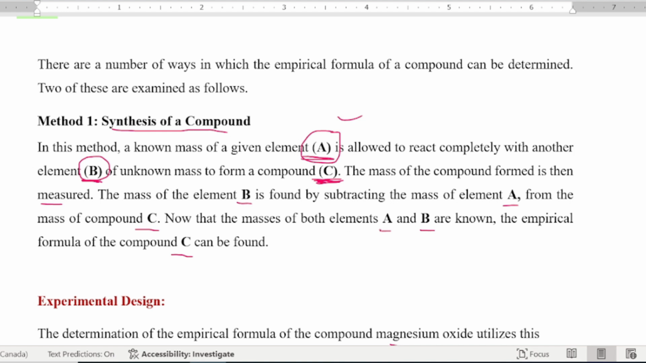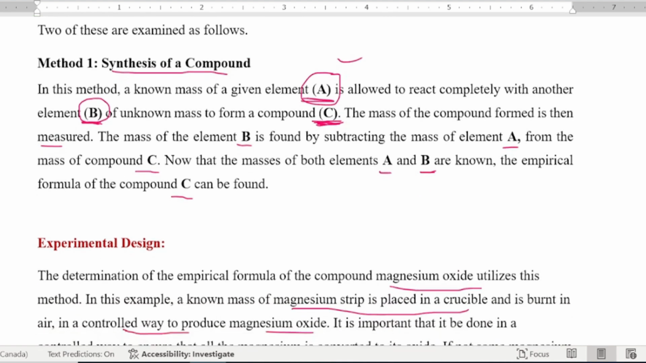Now that we know the masses of A and B in the compound, we can go ahead and find its empirical formula. You know the mass here, you know the mass here, you divide that by its molar mass, and then you find the empirical formula. We'll do a real example here.